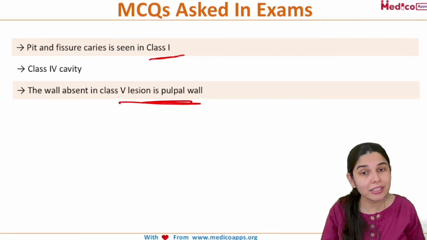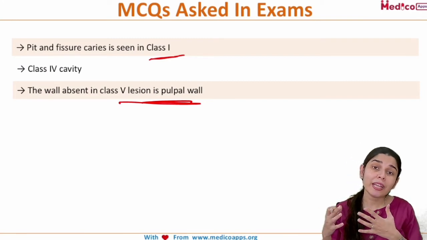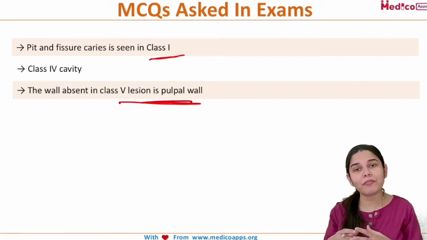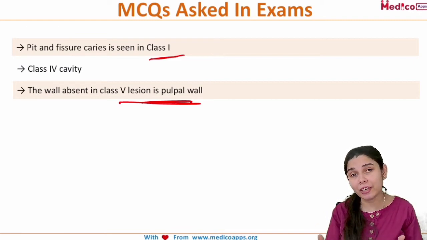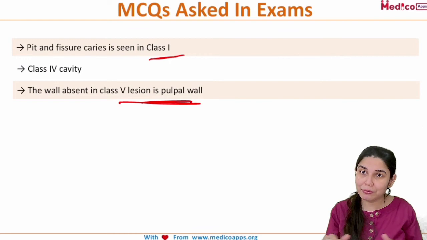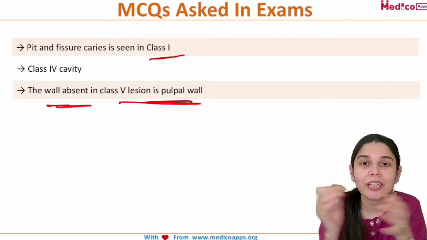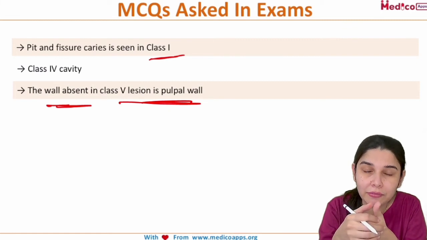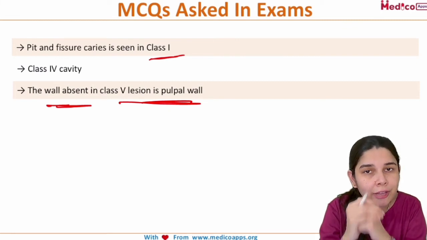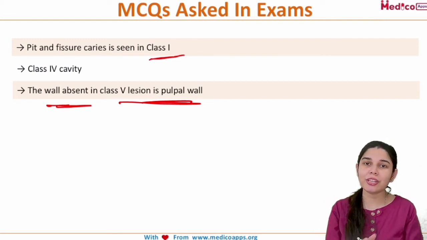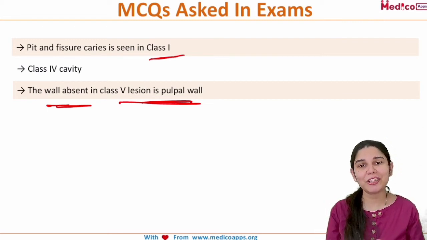Now, why is this class 5? Because the gingival third of the facial and the lingual surfaces of anterior and posterior teeth are involved. So the pulpal wall is absent in this particular class. So I hope you have understood this Dr. G.V. Black's classification for caries. It is a very, very important topic. You should remember this. And for reference, you can just watch my video. This is a very short video.